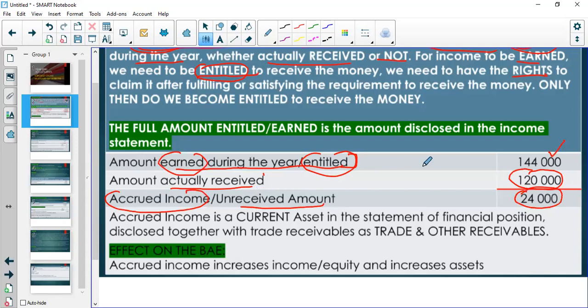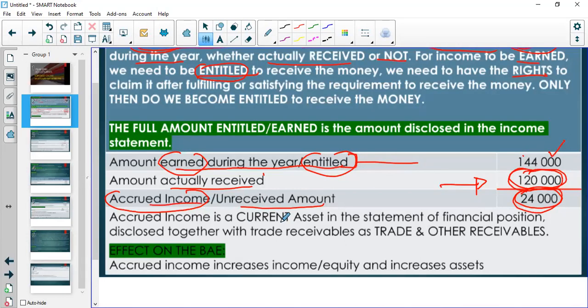So if we have recorded 120,000 using source documents, when we receive a payment, we record. And based on all the payments we have received, we only have recorded 120,000, when we are actually entitled to 144. So the difference is the balancing figure called accrued income.